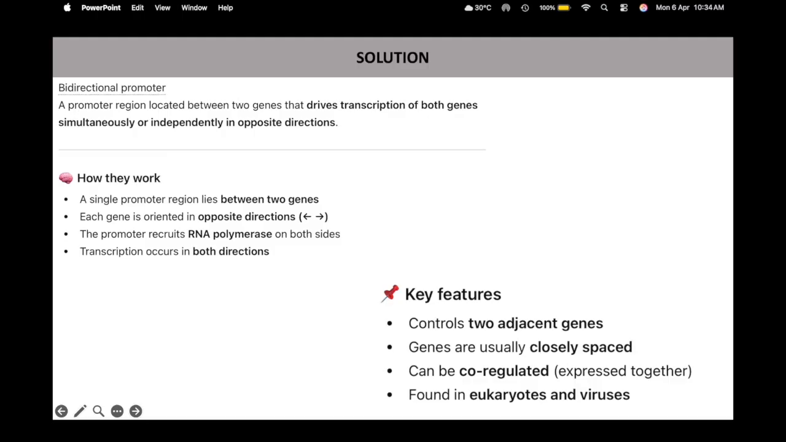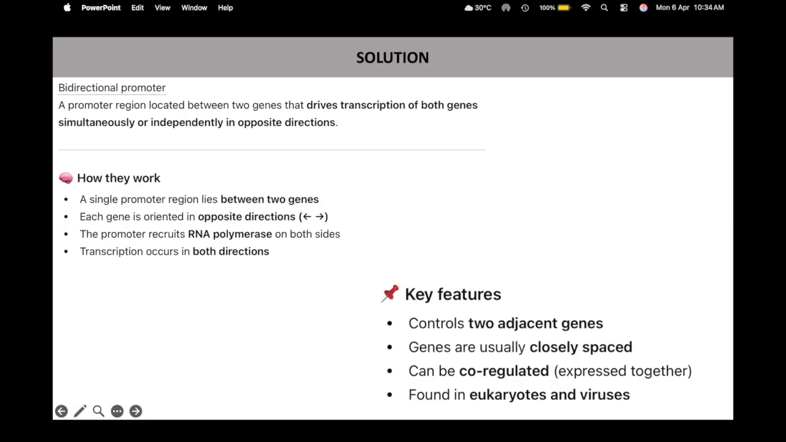Now, the key features of bidirectional promoters are that they can control two adjacent genes, and the genes in this case should be very closely present. They cannot be very far separated, and there cannot be some other site present between the promoter and the gene. Otherwise, the driving force of the promoter will not function properly. So the genes should be closely spaced. There should not be any other promoter or any other gene present between the bidirectional promoter and the gene that it has to transcribe. The third thing is that it can be co-regulated.